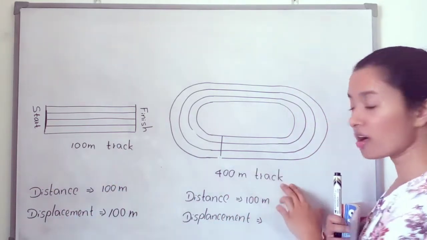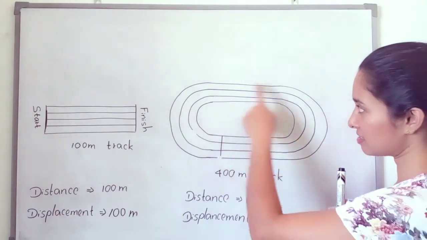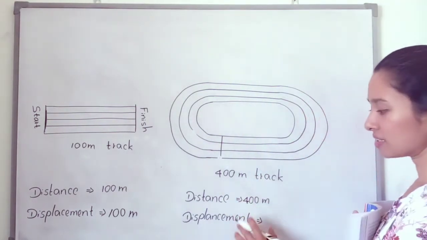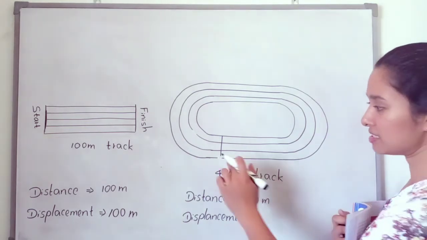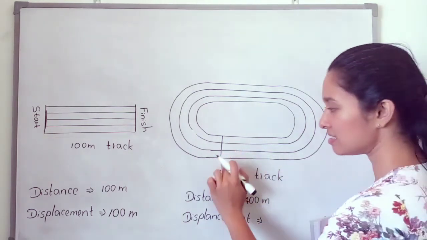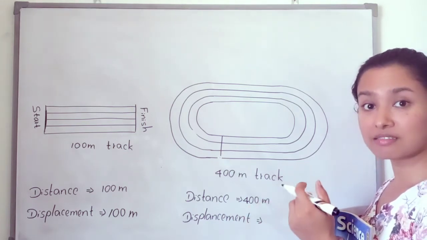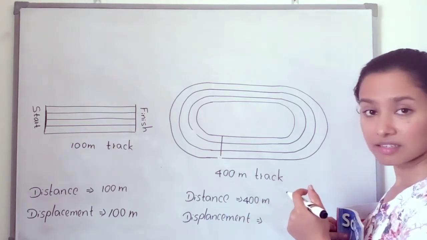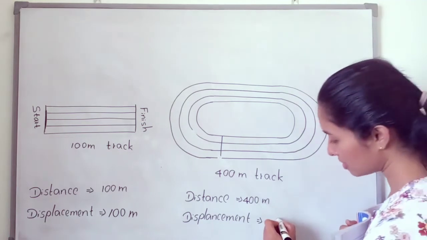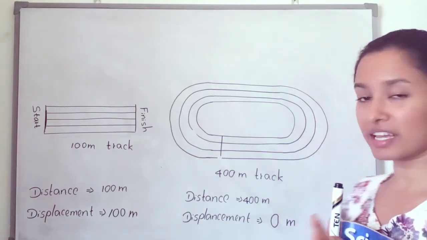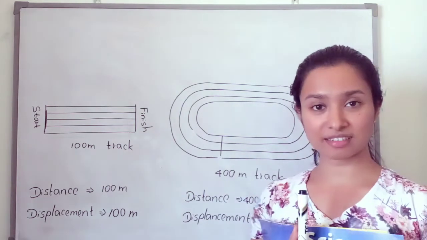Then in the 400 meters track, distance is 400 meters, but for displacement, this is the starting point and this is the ending point, so it is 0. We have to measure the straight length. There is no straight length. That is 0 meters. Okay. Now you can understand what is distance and what is displacement.